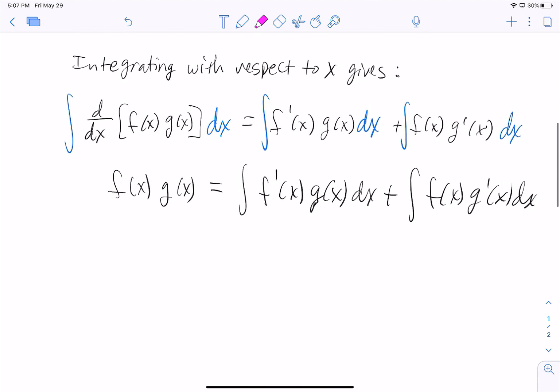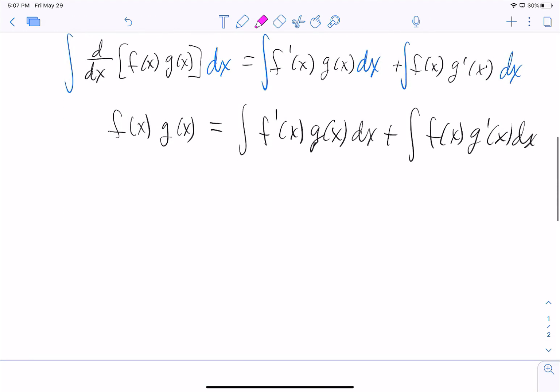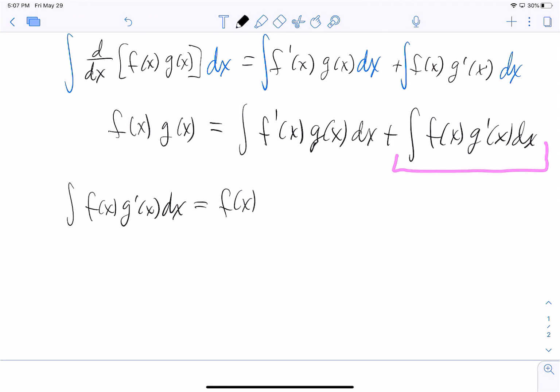As what's essentially an arbitrary choice, but to really fit what you'll see in textbooks or if you look for this online, I'm going to solve for the second of these integrals, the integral of f of x g prime of x, by subtracting. So we get the integral of f of x times g prime of x dx is equal to f of x times g of x plus, nope, that's a minus, we subtracted, the integral of f prime of x g of x dx.